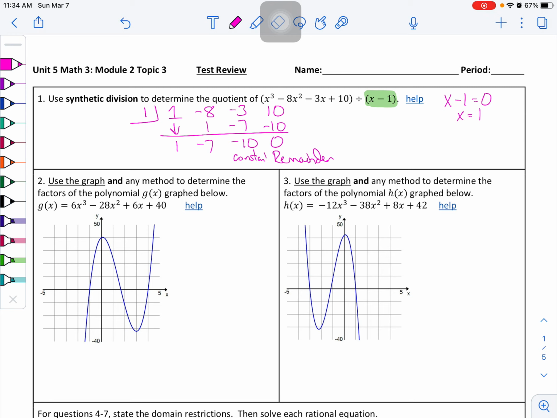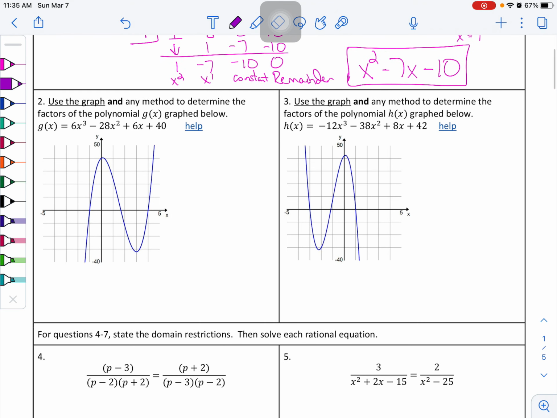So now this last number that we just found is the remainder. The next number to the left is the constant. Then we have x to the first, x squared. All right, so my quotient here, if I put it all together, is going to be x squared minus 7x minus 10 with no remainder. All right, so problem number 1 is done. There's nothing else that we need to do for that one, so we're good.